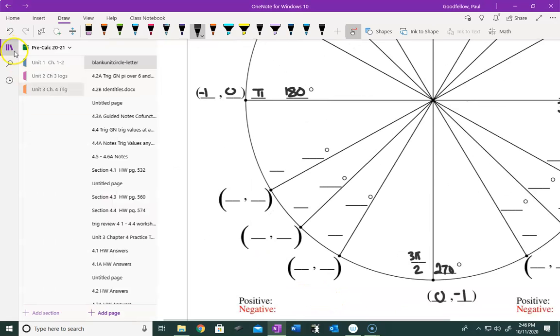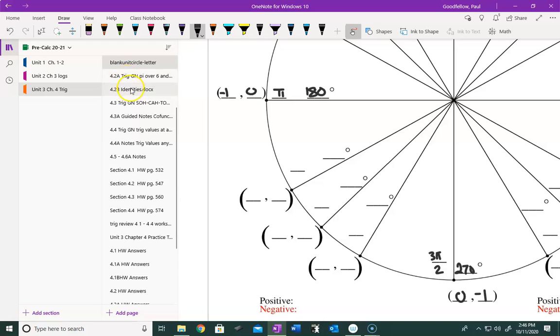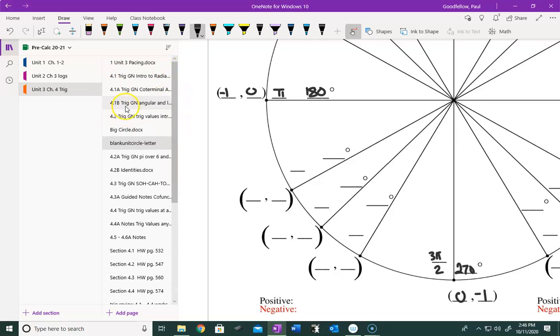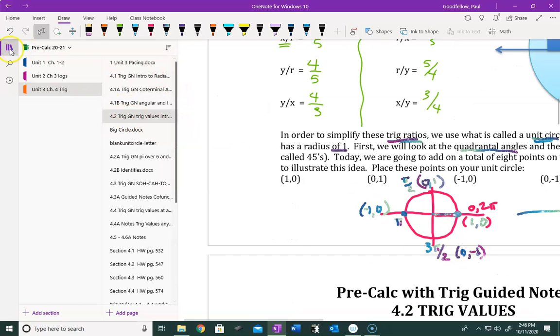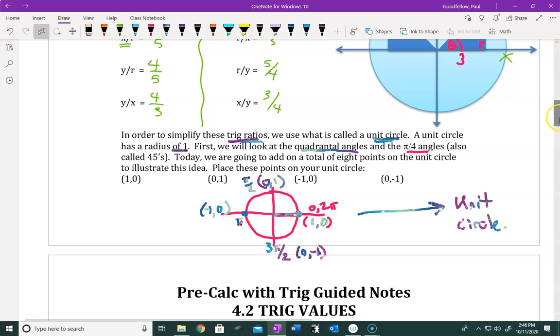Now, I'm going to flip back to our notes that we were just taking. If I can find them. Oh, they're up a little ways. And I'm going to continue from right here from where we left off.